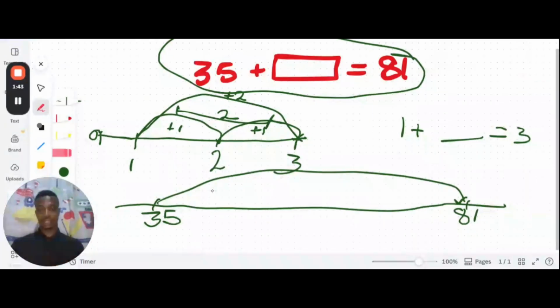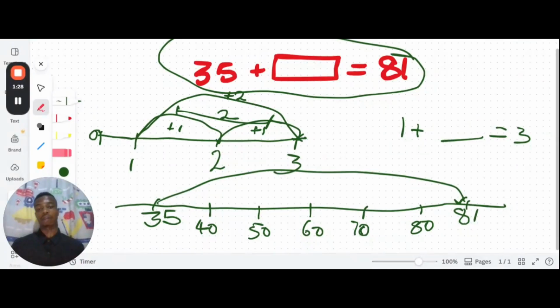We can count in tens. The tens after 35 is 40. After 40 we have 50. After 50 we have 60. After 60 we have 70. After 70 we have 80.